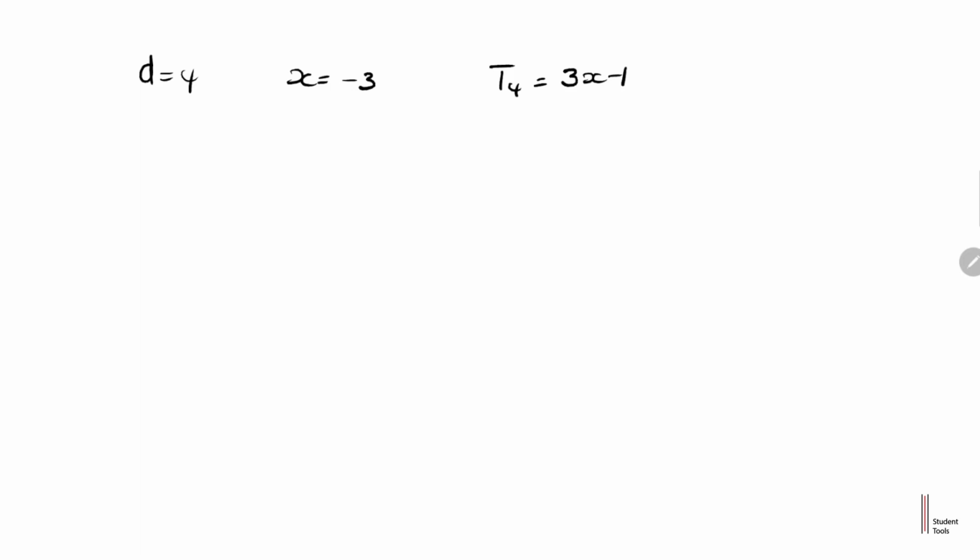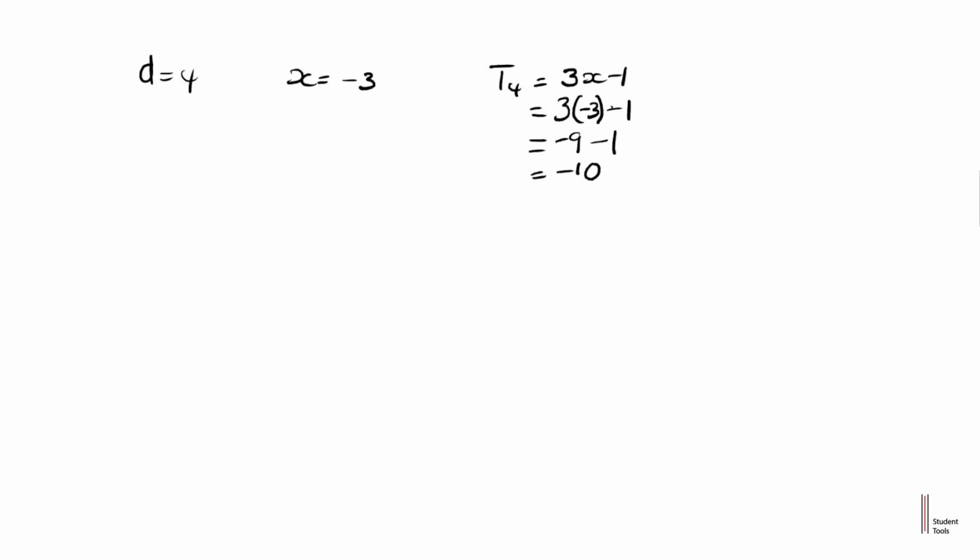So if we were to find the exact value of term number 4, that will be equal to 3 multiplied by x, which is negative 3. So we will substitute with negative 3 here. And then we bring the minus 1. So that will be equal to 3 multiplied by negative 3, that is a minus 9. And then we bring the minus 1. So that is equal to minus 10.